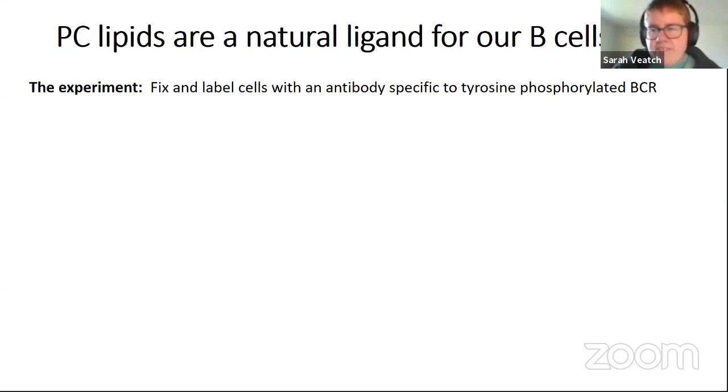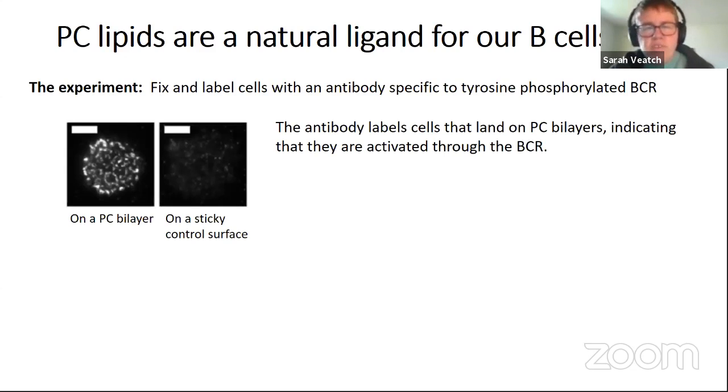Another way you can show that this is a natural ligand for the B cell receptor of these cells is by labeling cells with an antibody that's specific to the activated form of the B cell receptor. So these are tyrosine phosphorylated B cell receptors. And when you label cells that landed on a PC bilayer with one of these antibodies, they light up. And so that indicates that those B cell receptors are tyrosine phosphorylated.